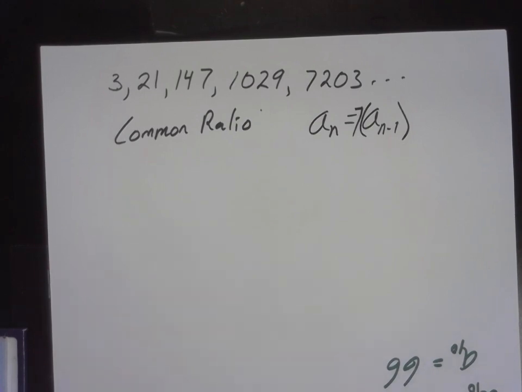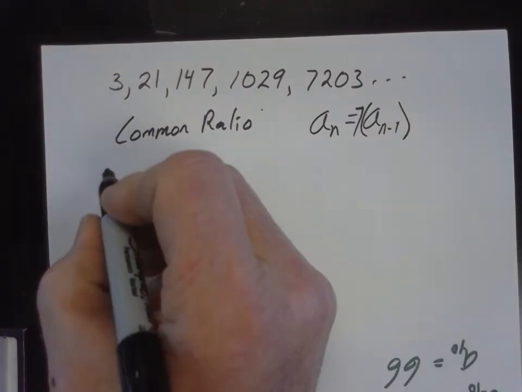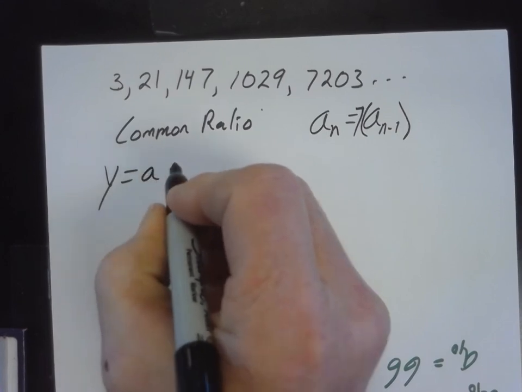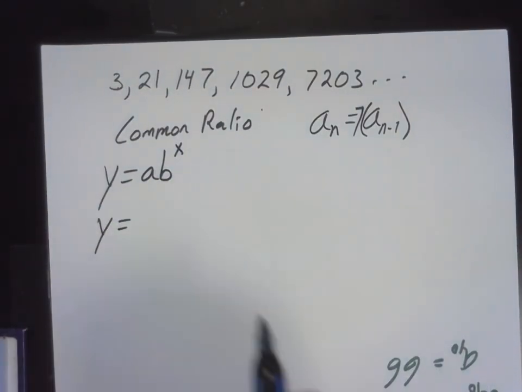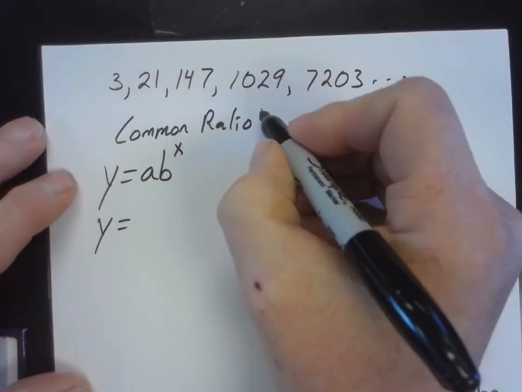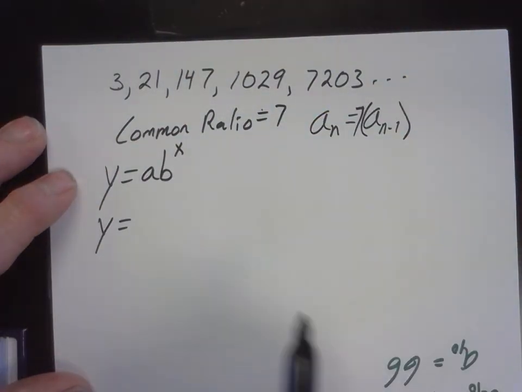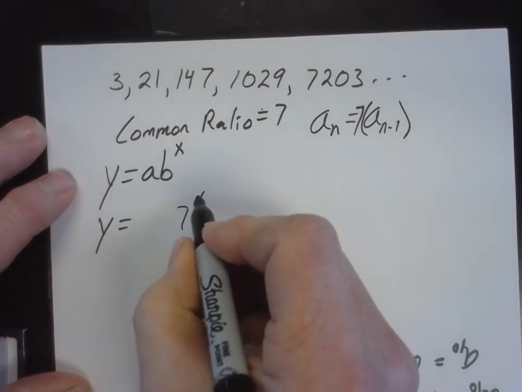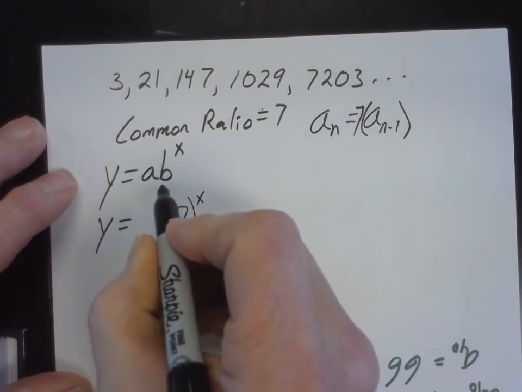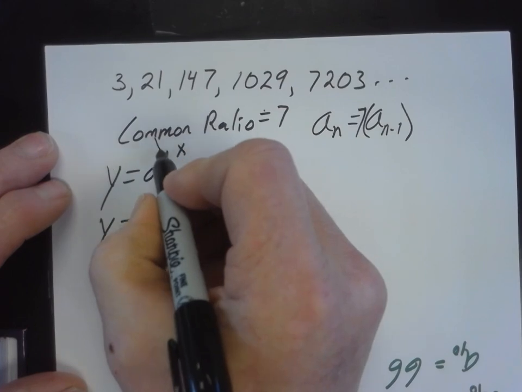But how do I get the 10th one? How do I get the 20th one without having to find all the ones previous, right? So remember our formula. Okay, so all we got to do is remember, our common ratio is 7. Where does that go in our formula right here? A or B or X? B. Okay, that's your common ratio all the time, B.